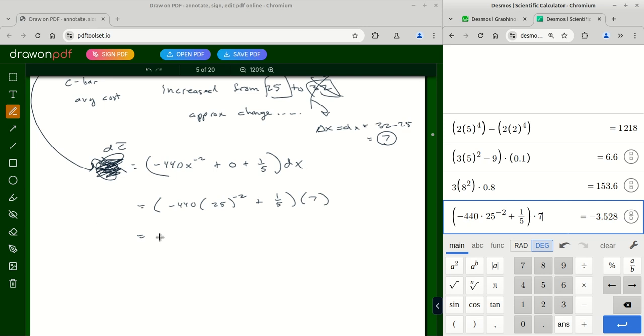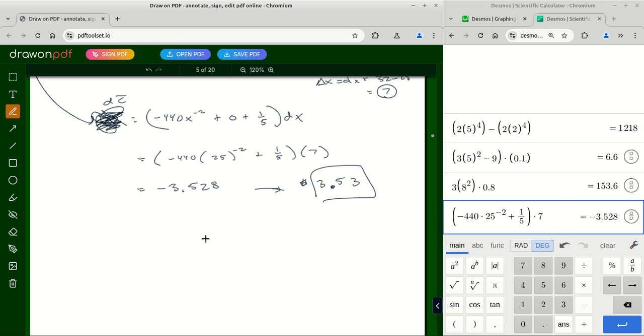Negative 3.528. Now, they're wanting dollars and cents, and so this is technically $3.53. You don't know how picky this program is. You try to go off by just 1 cent, and the whole thing says, "No, you're wrong, and I'm not going to accept it." And it just doesn't tell you that you're off by 1 cent. So please watch out. Please round correctly.